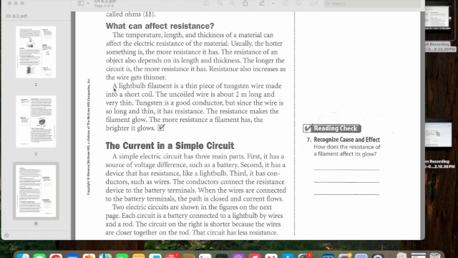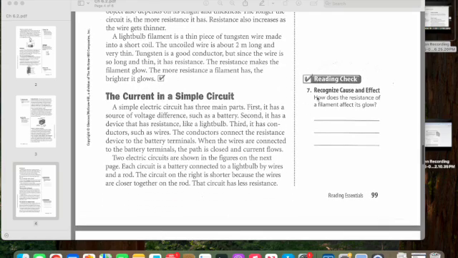All right, a light bulb filament is a thin piece of tungsten wire made into a short coil. The uncoiled wire is about 2 meters long and very thin. Tungsten is a good conductor, but since the wire is so long and thin, it has resistance. The resistance makes the filament glow. We'll highlight this last sentence here. The more resistance a filament has, the brighter it glows.